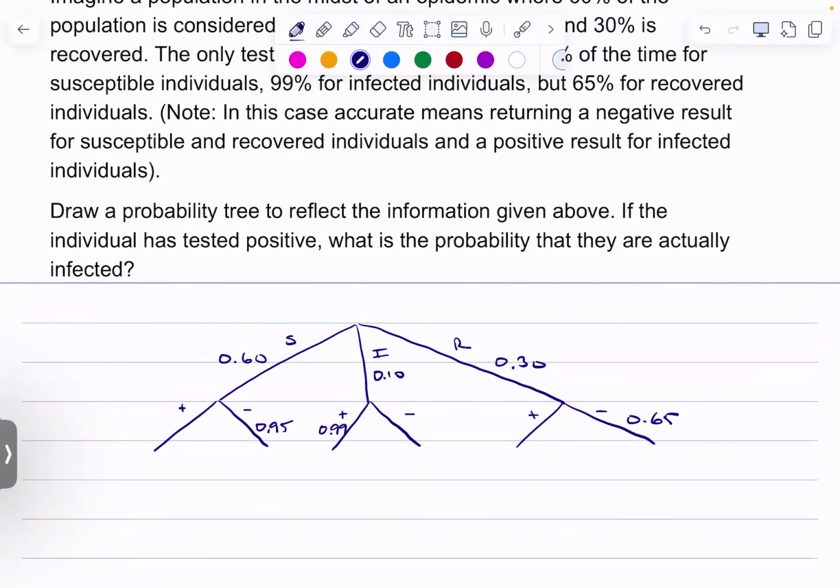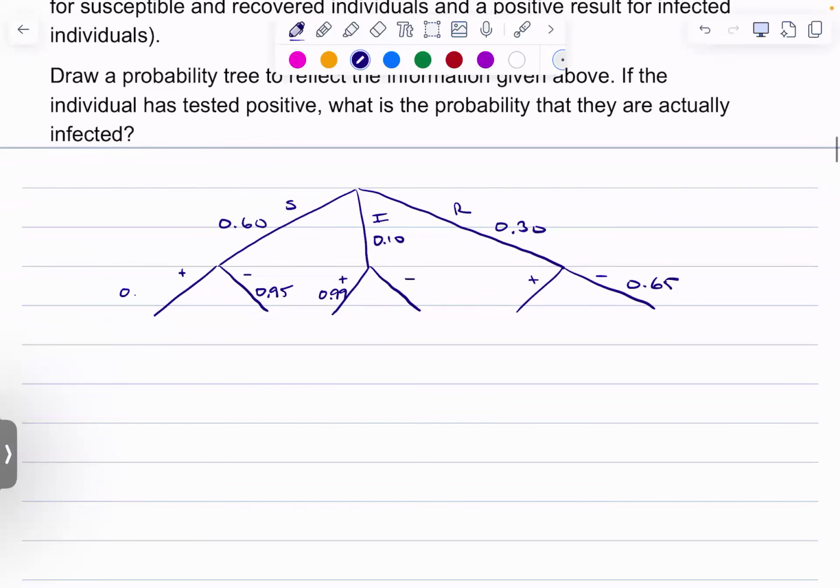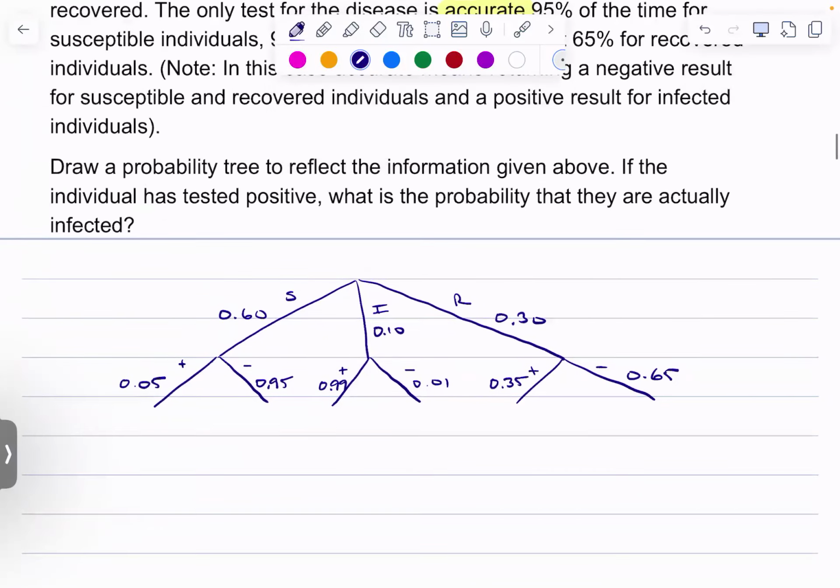So that's tricky. But how do we find these missing probabilities? Each cluster of branches has to add to 1, right? If you are susceptible, then these are my only 2 possible outcomes. And so these probabilities have to add to 1, which makes this 0.05. And then same thing, if you're infected, positive or negative outcomes, those are my only 2 options, 0.01. And 0.65 is 0.35? Question mark? This is happening. Yeah. Math. Okay.